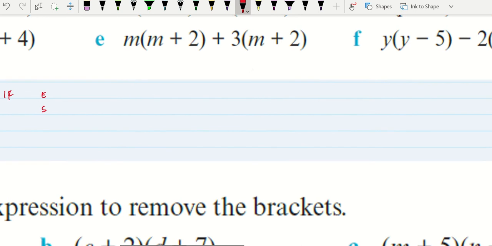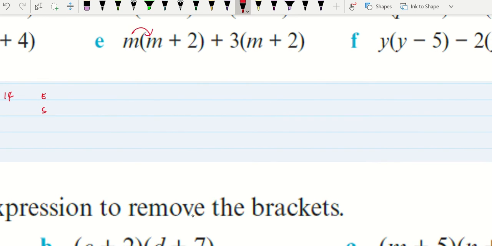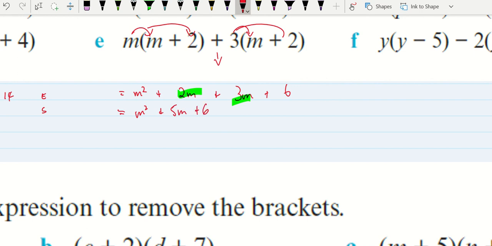Okay, let's have a look at one other one over here. So m times m equals m squared plus m times 2 equals 2m. Now carry that plus down, plus 3 times m, which is 3m, plus 3 times 2, which is 6. I can see 2 like terms. It's nice there in the middle and next to each other. So equals m squared plus 3 plus 2 is 5, so 5m plus 6.